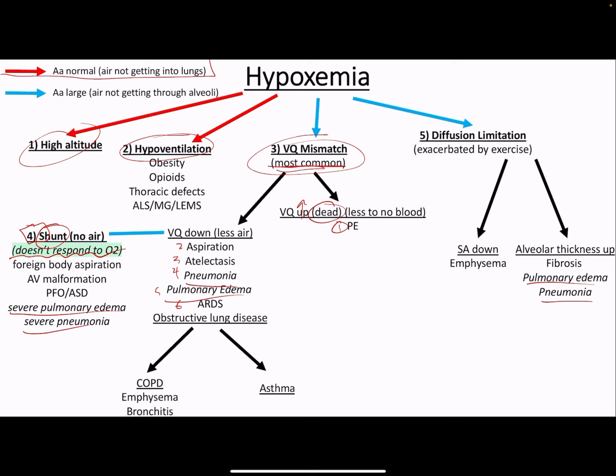Obstructive lung disease as well, COPD and asthma. And lastly, we have the diffusion limited hypoxemia. This is usually not a large issue unless somebody exercises. And then this is where you notice the diffusion issue. In other words, someone who has a diffusion limitation, like scarring of the alveoli, might have normal oxygen levels until they start exercising, and then they become hypoxemic. So the surface area could go down with emphysema, which affects diffusion, or the thickness of the membrane or the wall could go up due to ARDS, fibrosis, etc.